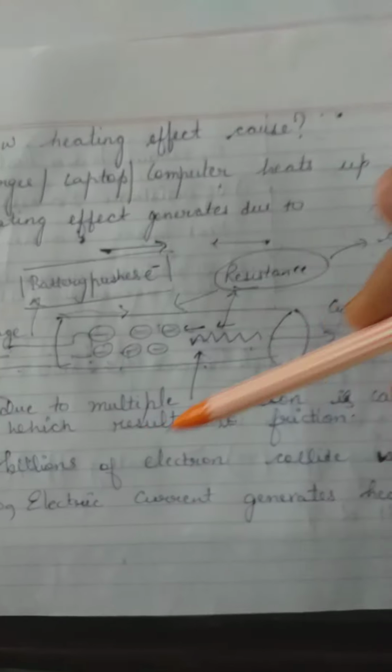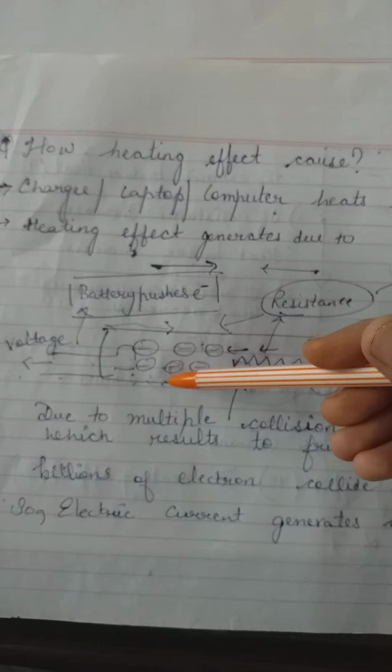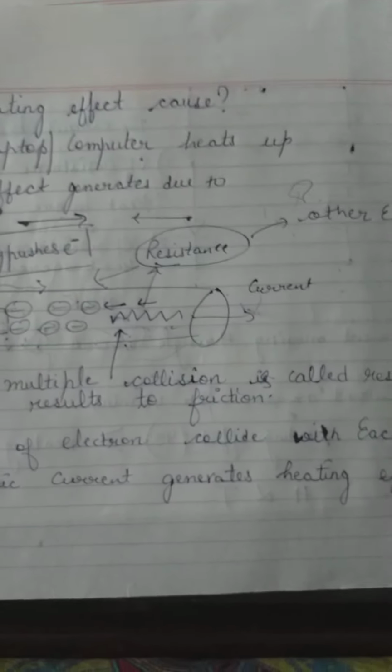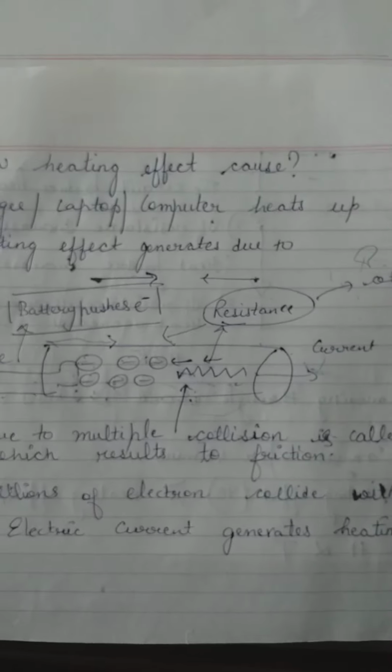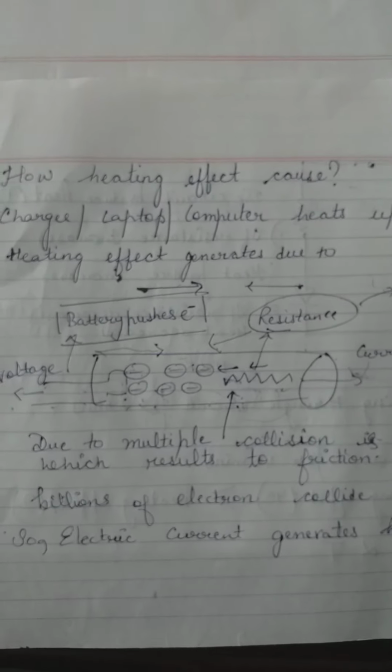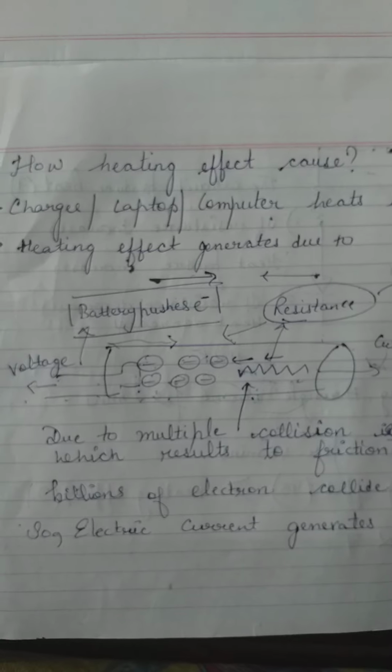Multiple collisions are called resistance, which results in friction, as billions of electrons are colliding with each other. So collision results in a heating effect. So what is the cause? Resistance is the cause of the heating effect.